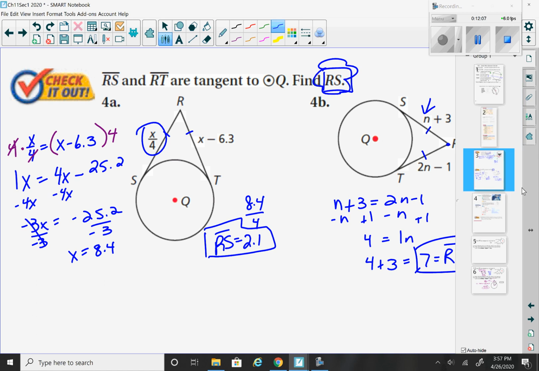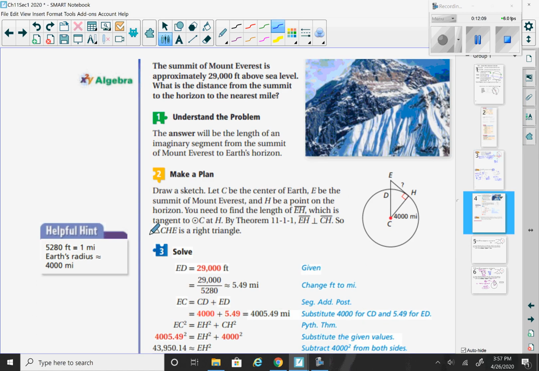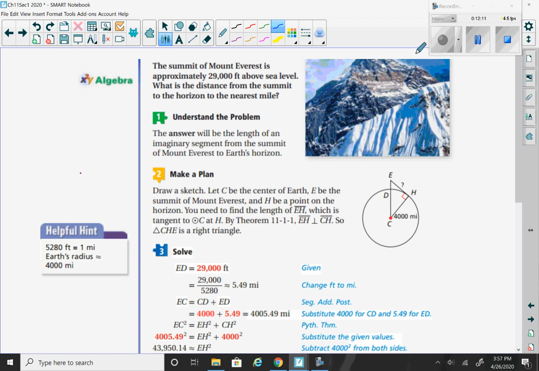Finally, one more practice problem from the packet. Okay, so this is another good practice problem. If you want to follow along with me, this example that I'm going to look at first is actually on page 4 of your packet. And it's applying the other theorem that we wrote down in our notes. It says here the summit of Mount Everest is approximately 29,000 feet above sea level. What's the distance from the summit to the horizon to the nearest mile?